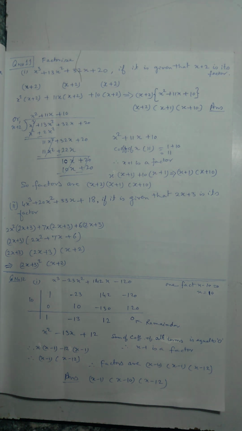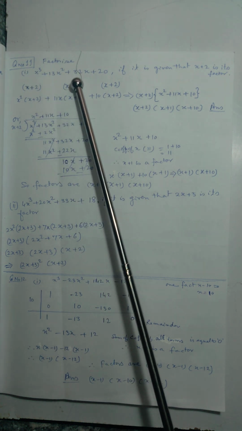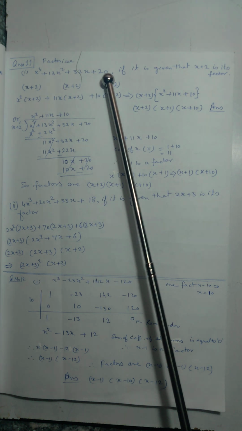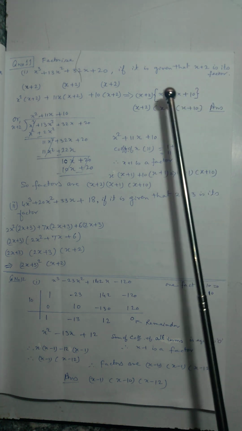Now come to question number 11. Question number 11 states: factorize x cube plus 13x square plus 32x plus 20, and it is given that x plus 2 is its factor. We have to factorize. One factor is given. Factorize x cube plus 13x square plus 32x plus 20, if it is given that x plus 2 is its factor. Now we have to factorize it.